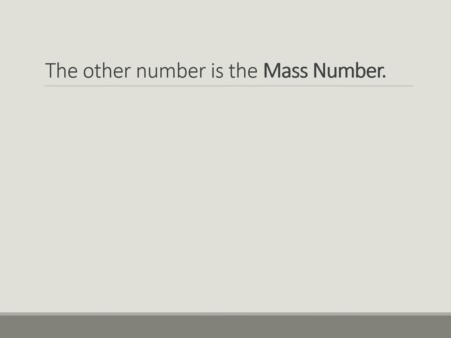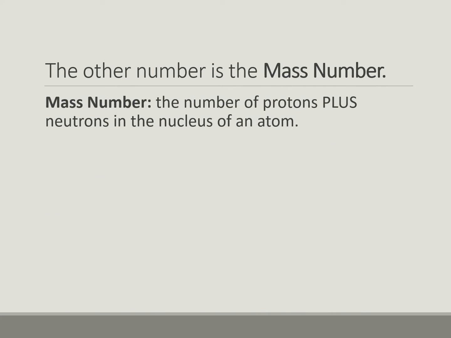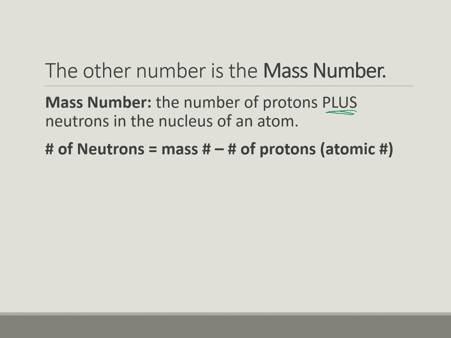So the other number, the number with the decimal, is called the mass number. And the mass number is the number of protons plus neutrons in the nucleus of the atom. And it's important to realize that the mass number represents both protons and neutrons. And so to find the number of neutrons by itself, all you have to do is take the mass number and subtract it by the number of protons, which we also learned from the last slide is the atomic number.